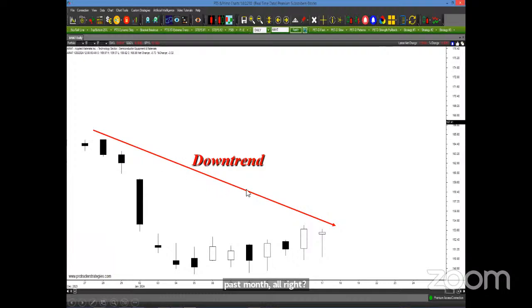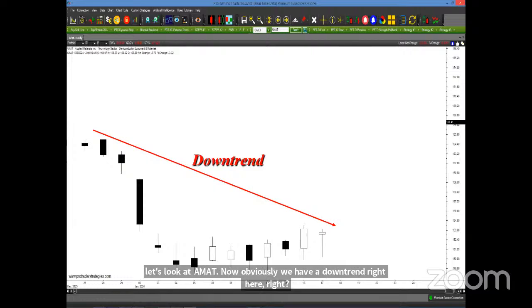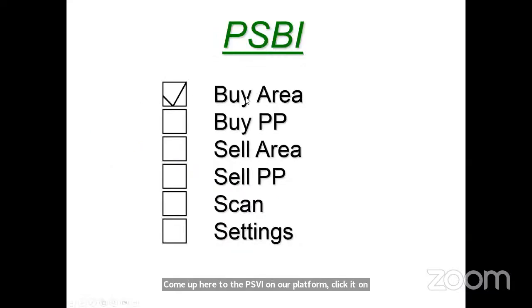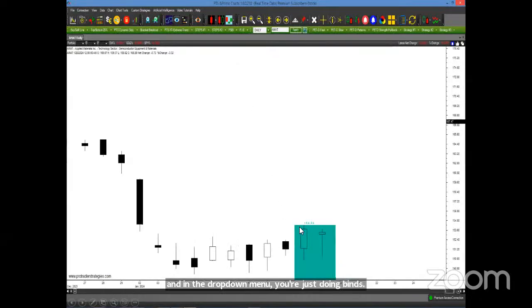Now, obviously, we have a downtrend right here, right? If you think this has a good chance to break out to the upside, once again, come up here to the PSBI on our platform, click it on, and in the drop-down menu, you're interested in buying, so click on and see if there's a buy area. And once we see that, yes, there was a buy area right here. So even though we're in a drawdown, it's telling us that most of the sellers are out of the pool, that most likely a breakout will happen at this point.